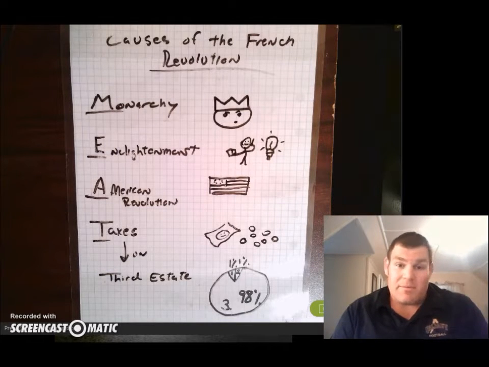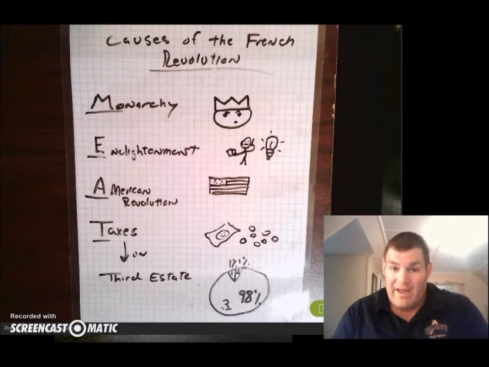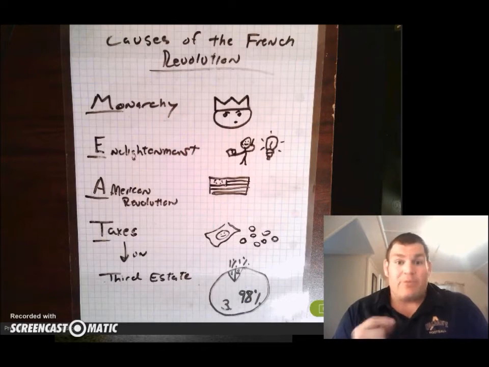The monarchy of the Bourbon dynasty of Louis XVI and Marie Antoinette was very weak, and the people saw that, and they were frustrated with it. So that helped lead to revolution.